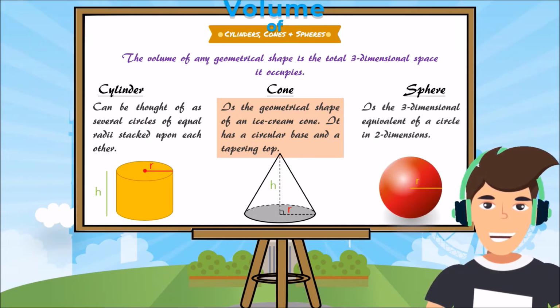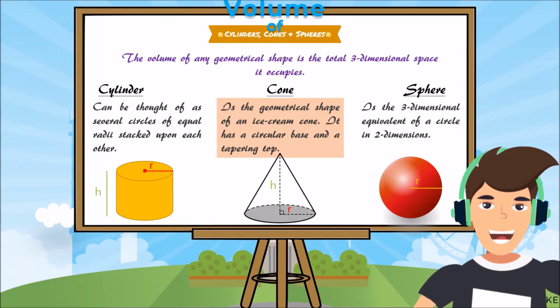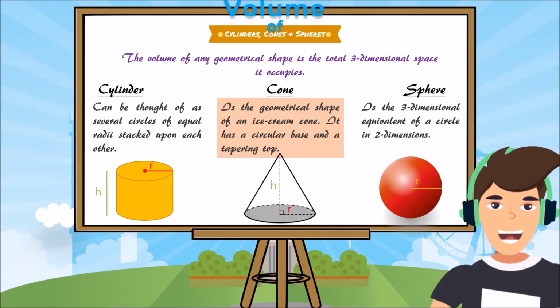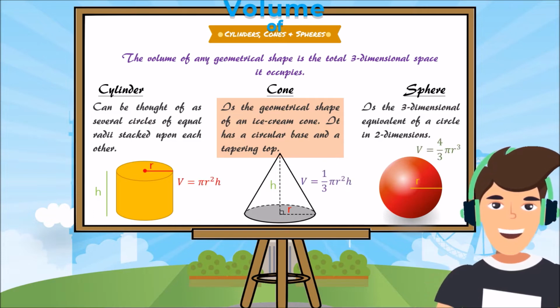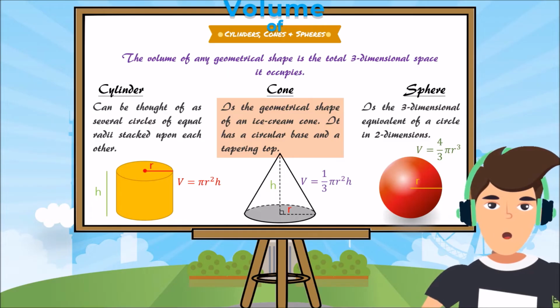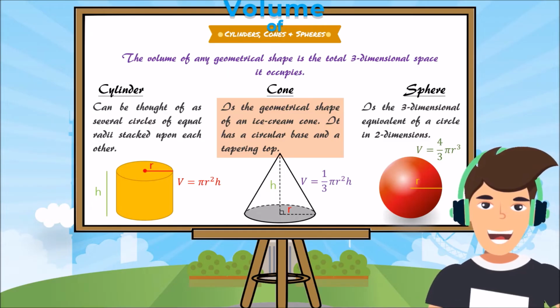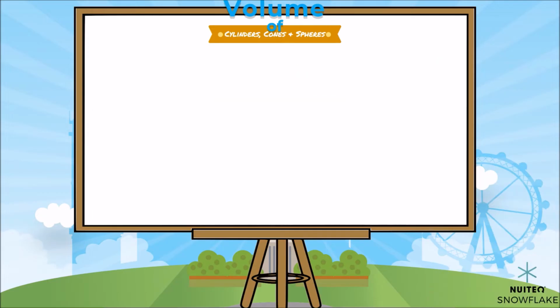A sphere is the three-dimensional equivalent of a circle in two dimensions. It has only one associated variable, its radius r. An example of a sphere is a basketball. And these are their respective formulas, where r is the radius and h is the height. Just remember that the volume formulas for cones and cylinders are very similar, so the cone's volume is exactly 1/3 of a cylinder's volume. Now let's check the following example.